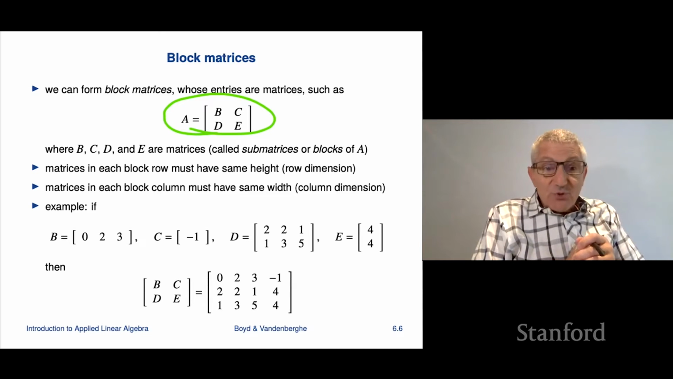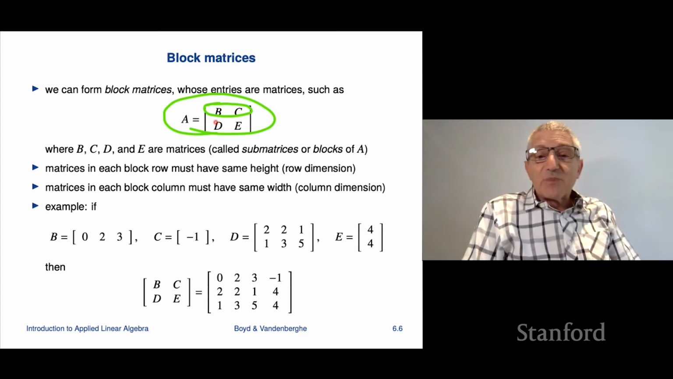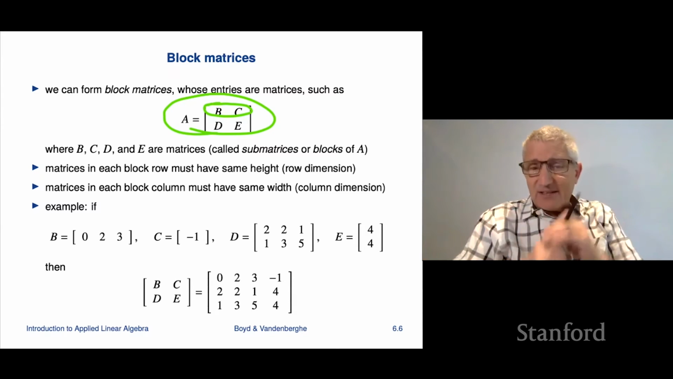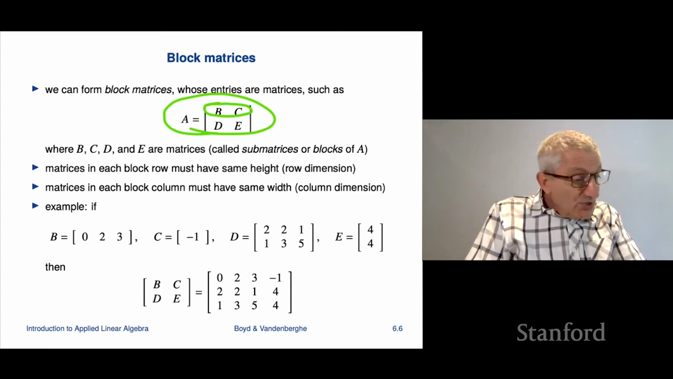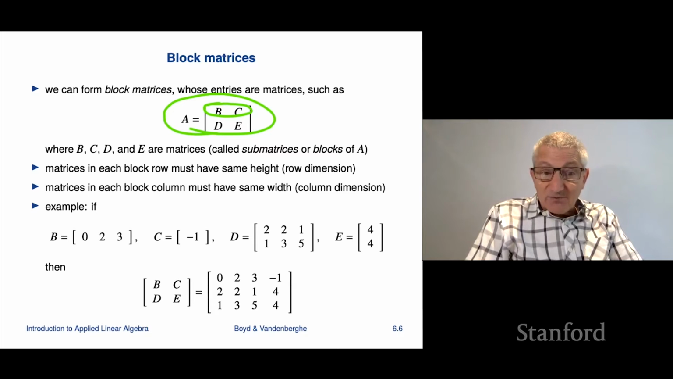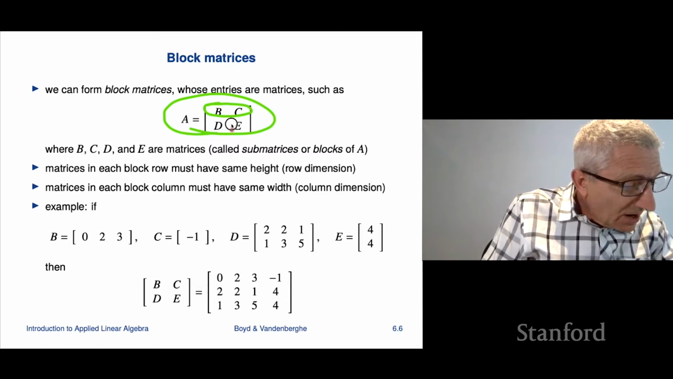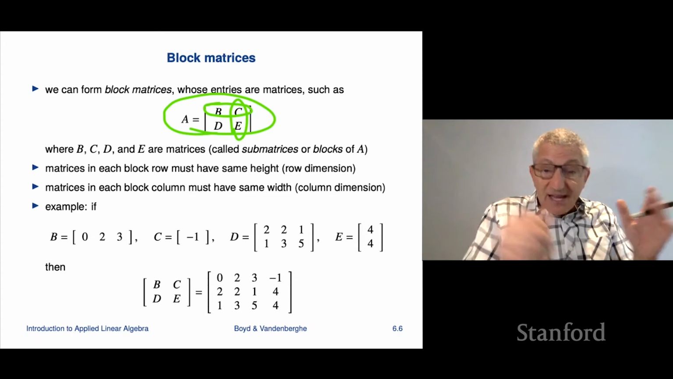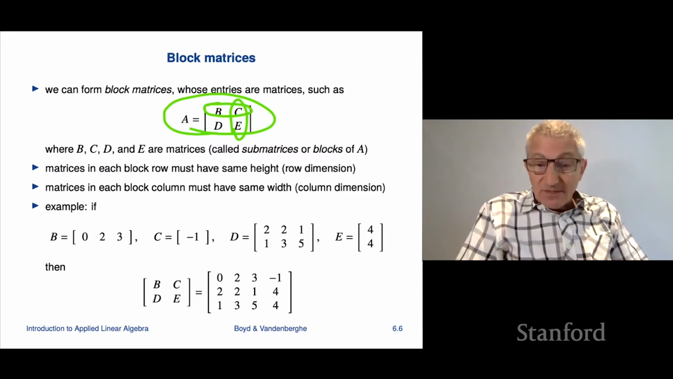Now, there's some rules here, right? If you look at a row, this is a block row, B C. For them, they have to have the same height, otherwise they can't go together. And that means they have to have the same number of rows, right? So B and C have to have the same number of rows. In addition, like a column, here's a column, C stacked on top of E. They have to have the same width, and that means they have to have the same number of columns, C and E. So that's the rule. So let's do an example.